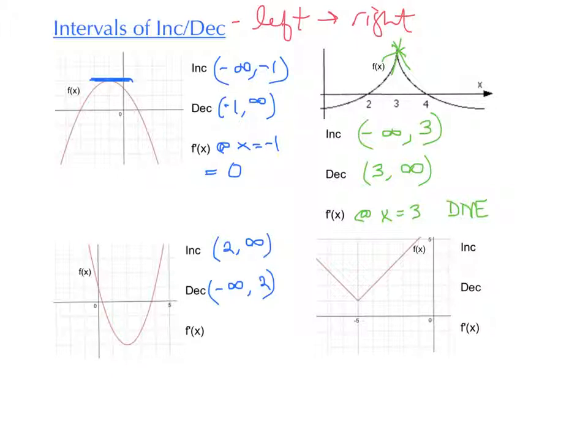Okay, and again, this is just like the one above it. We will have a horizontal tangent at the x value of 2. So at x equals 2, we can say that f prime of x is going to equal 0.